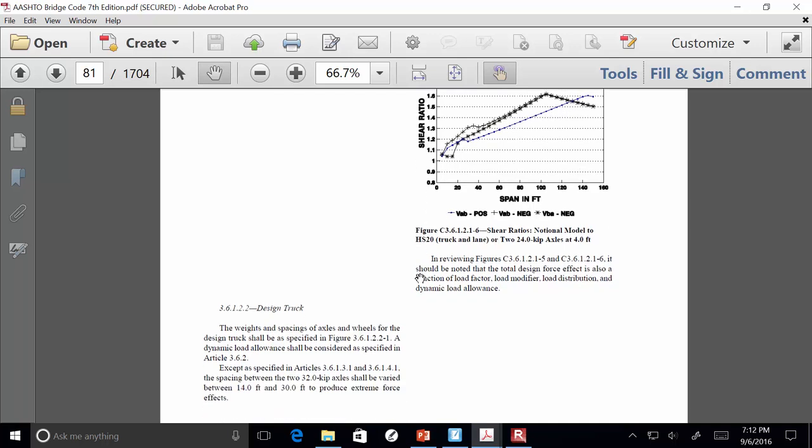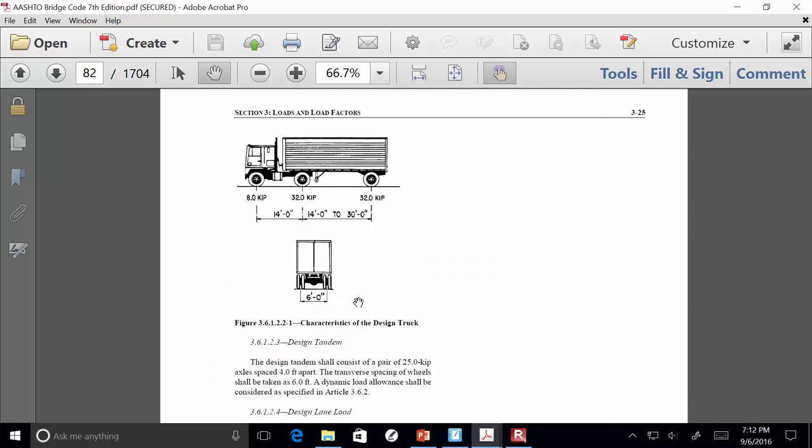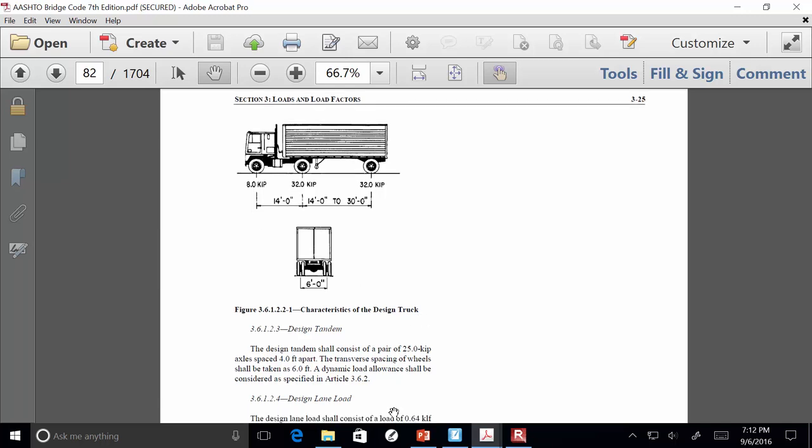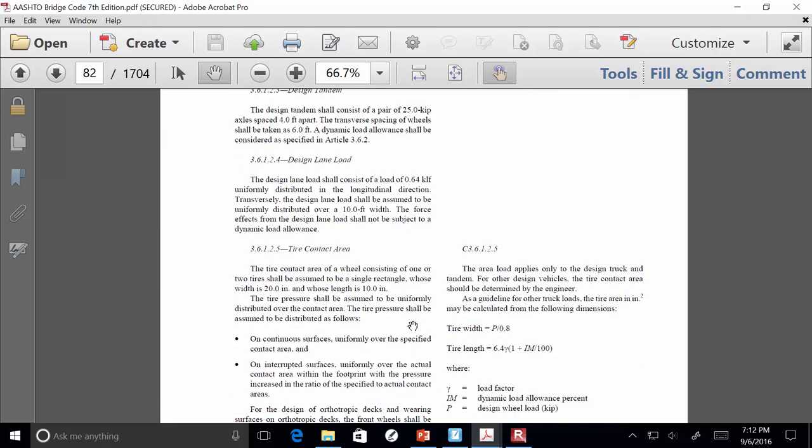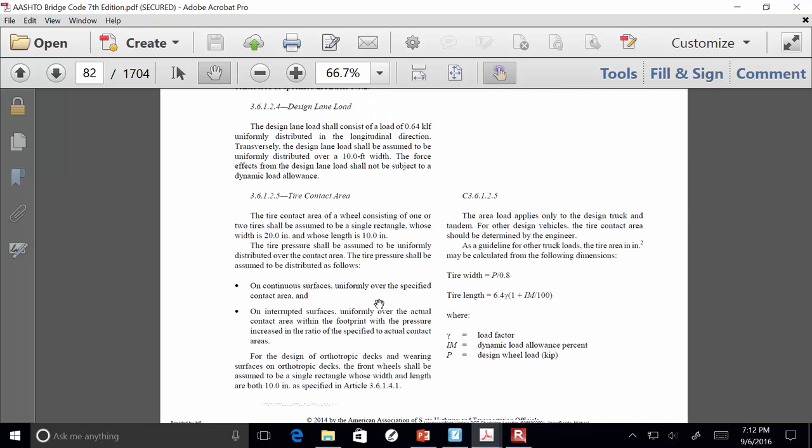Okay, looking at the actual design truck, this is the same thing we looked at earlier. The front axle of 8 kips, two rear axles of 32 kips, and we've got all the spacing there. The design tandem's just described. There was no pretty picture, so I threw a pretty picture in the slides for you. So I threw that in there for free. You didn't have to pay for that. That was a joke, not a very funny one.